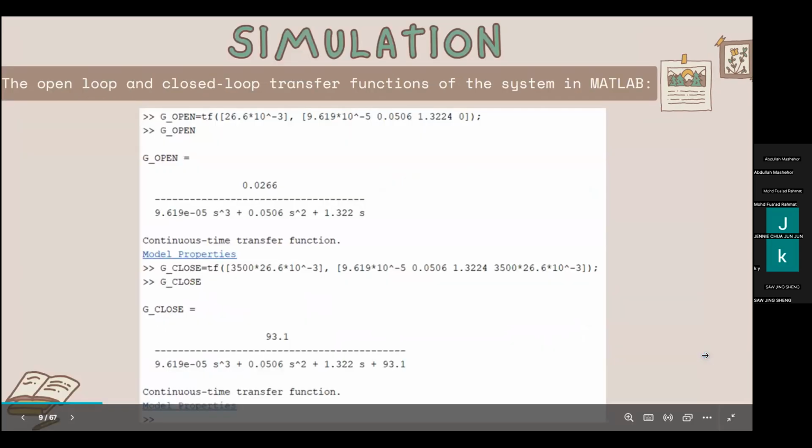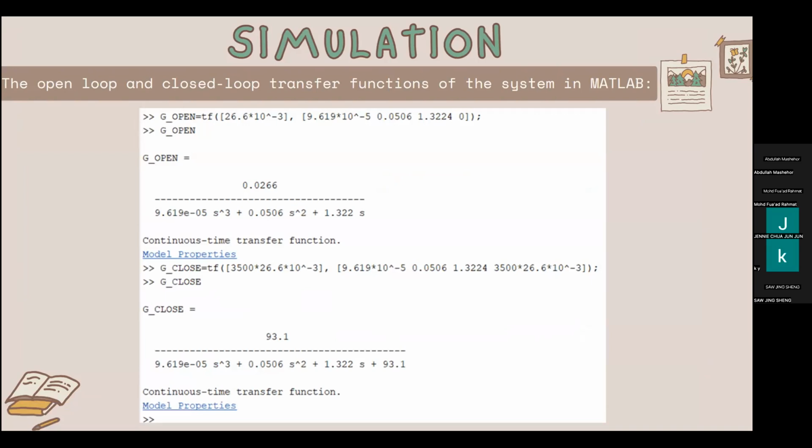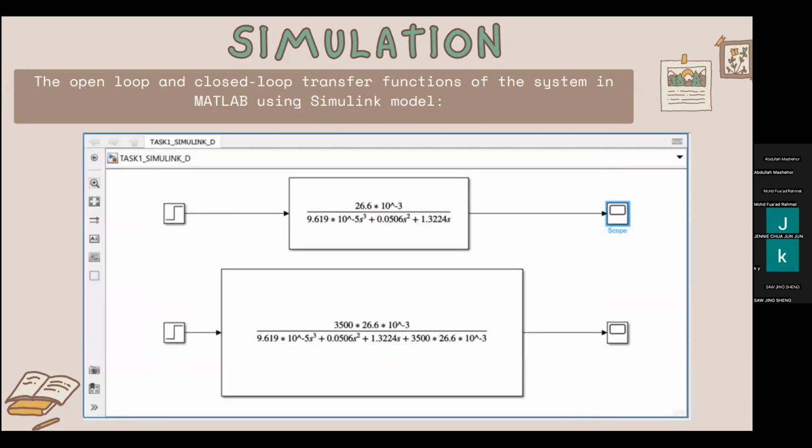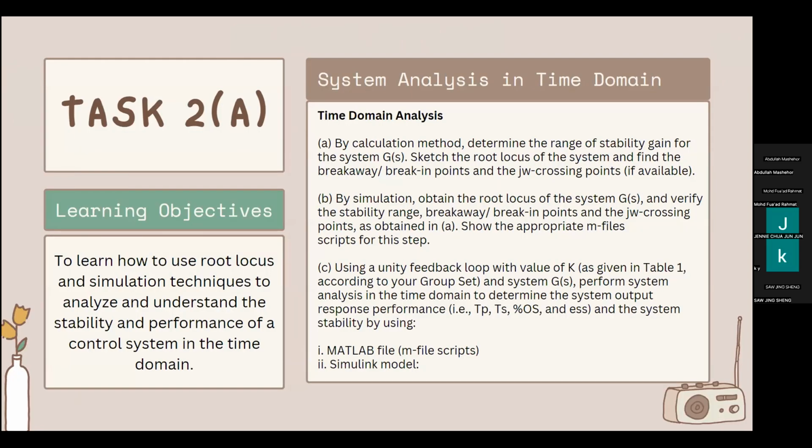Next, the simulation part. To represent the open loop transfer function and the closed loop transfer function in MATLAB, we use this code. First code to represent the open loop transfer function, then the next code to represent the closed loop transfer function. Next, how to do the Simulink. In Simulink, we use the step, and directly we put the equation inside the transfer function, and from the scope, we can get the response.